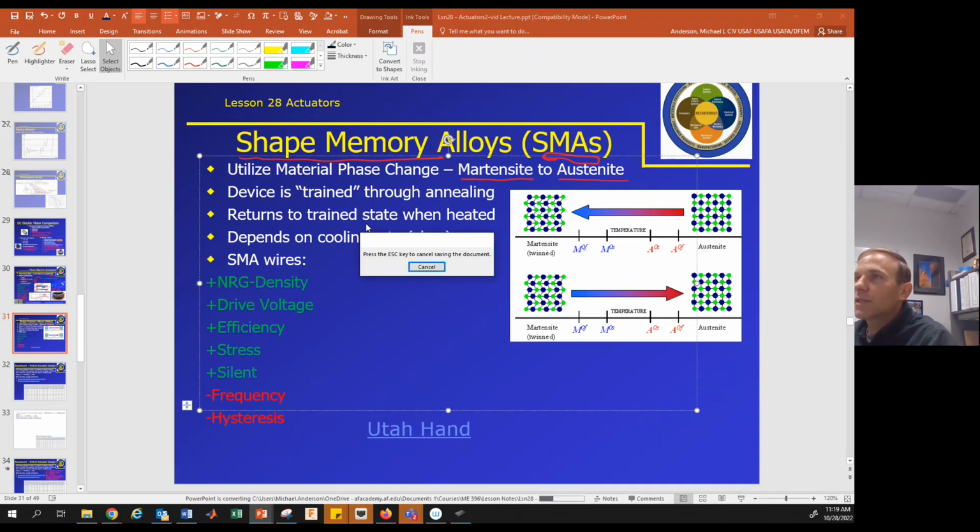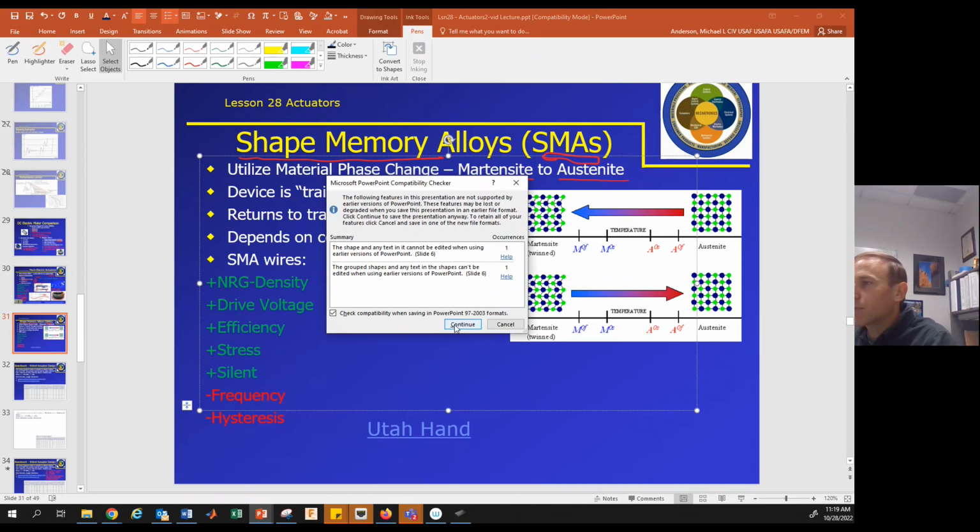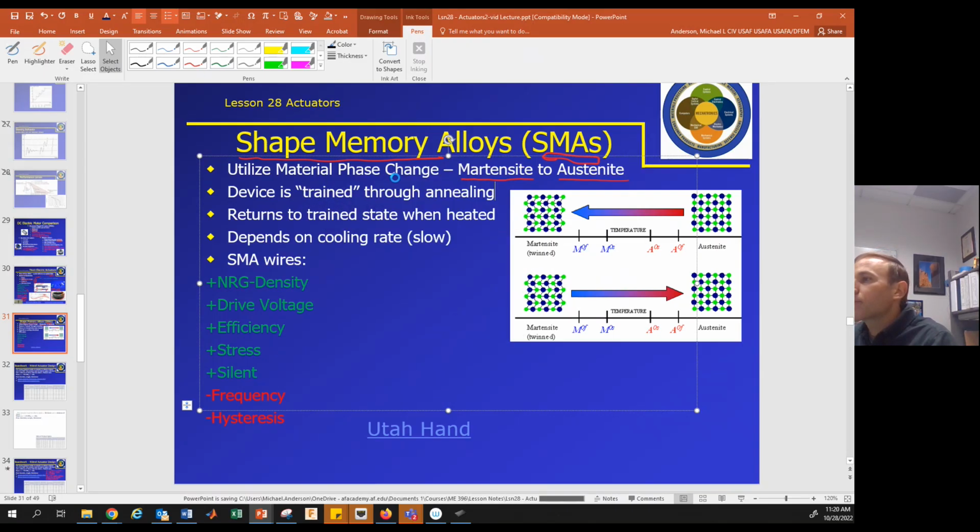At a certain temperature transition, the material will change between those two states. So we see in the austenite state, the molecules are very nicely and neatly arranged, but they take up more space. In the martensite state, the molecules are more compact. So the material gets either more voluminous or less voluminous, depending on the state that it's in.